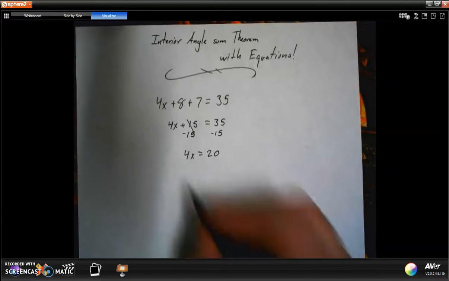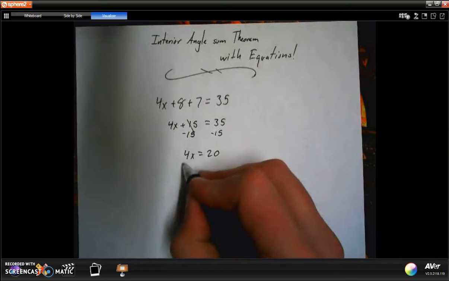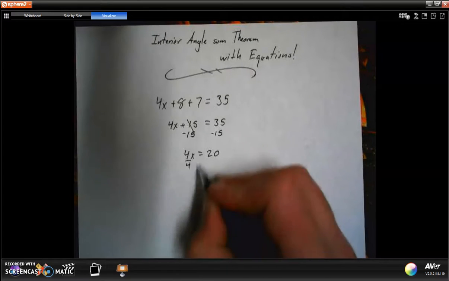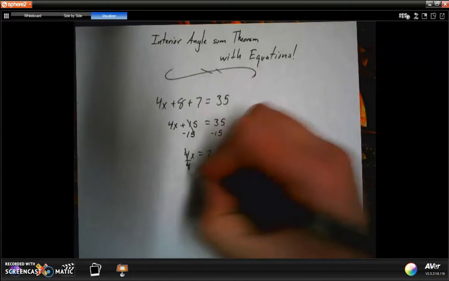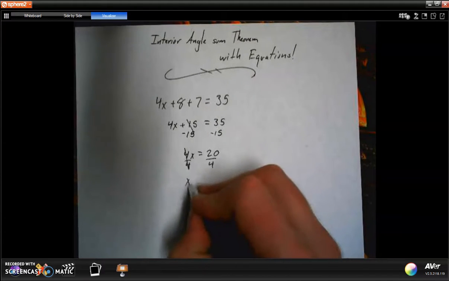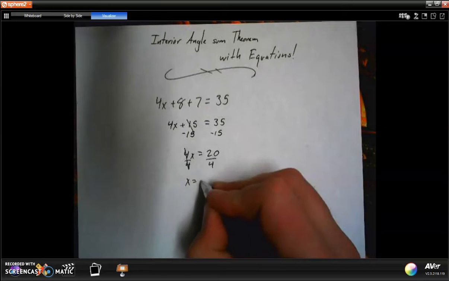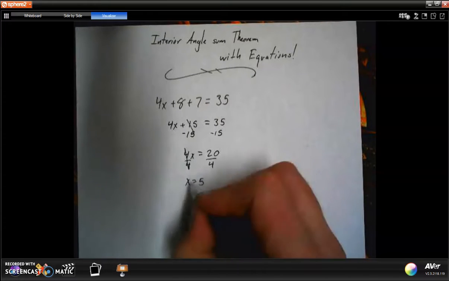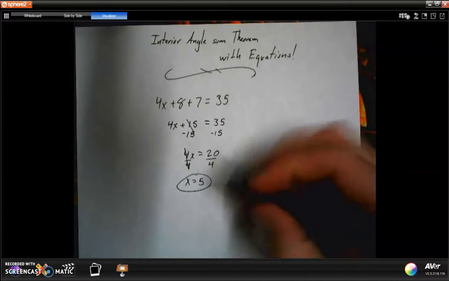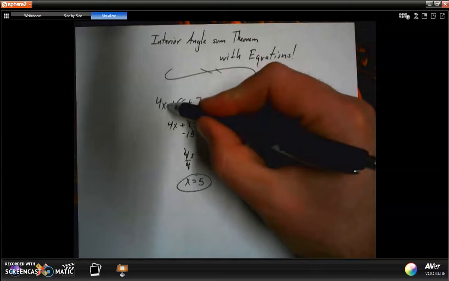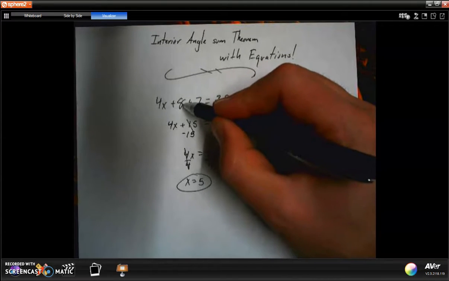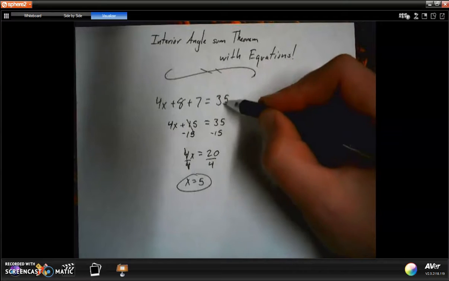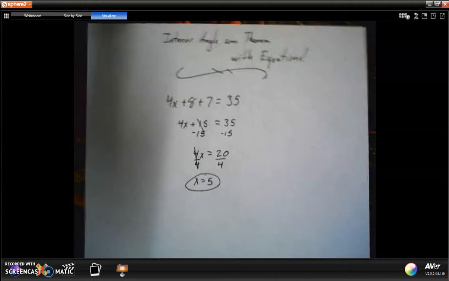Now, what is the opposite of multiplying by 4? It's dividing by 4. And again, if you do it to one side, you've got to divide the other side by 4 as well. 4 divided by 4 is 1. 1 times x is just x. And 20 divided by 4 is 5. So there's the answer. And you can check it. If I plug 5 back in for x, 4 times 5 is 20. 20 plus 8 is 28. 28 plus 7 is 35. So it works. Okay, so that's how you solve equations, a little review there.